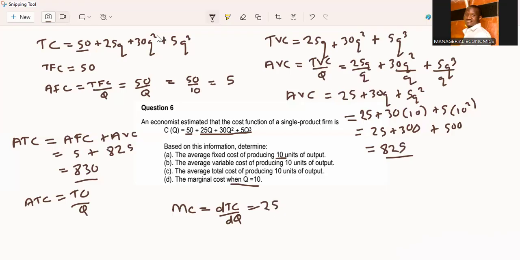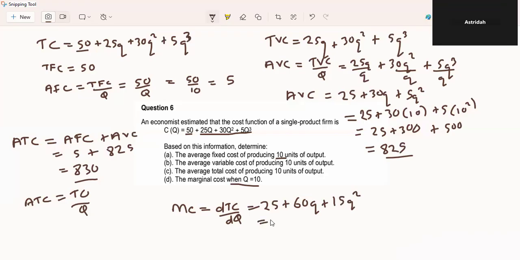What is the derivative of 30Q²? So it will be 2 times 30Q, 60Q, which is the Q¹, yes. What about 5Q³? 15 Q what? Q². Because here there's a 3, right? So 3 times 5, 15. 3 minus 1, 2. Are we together so far?